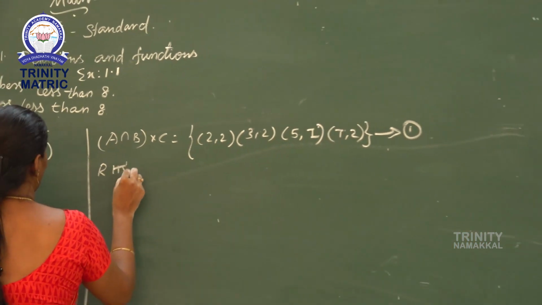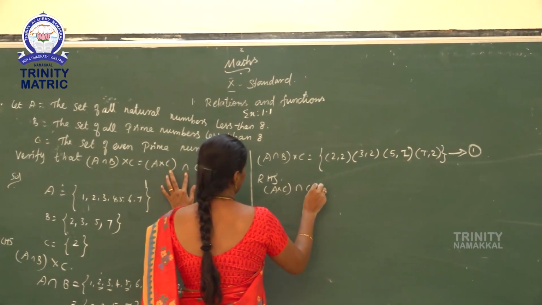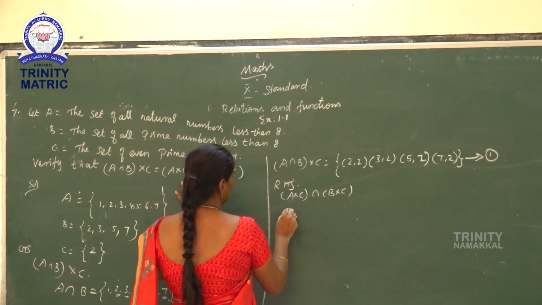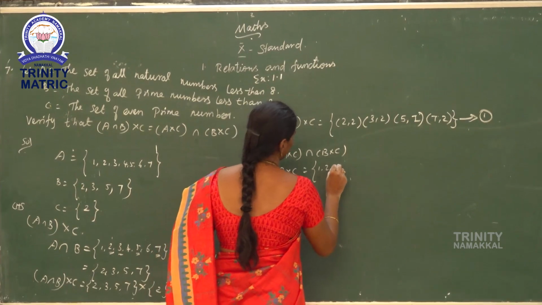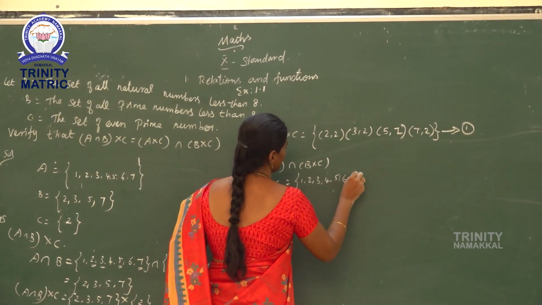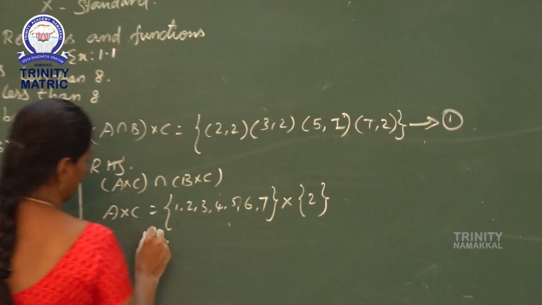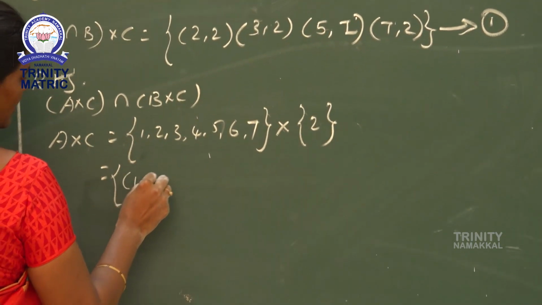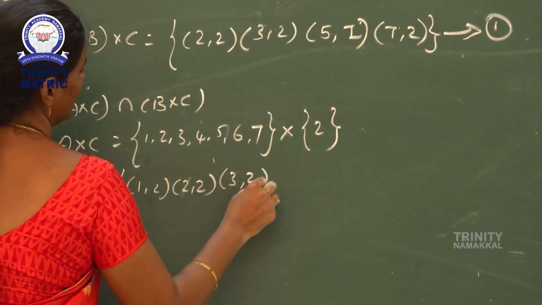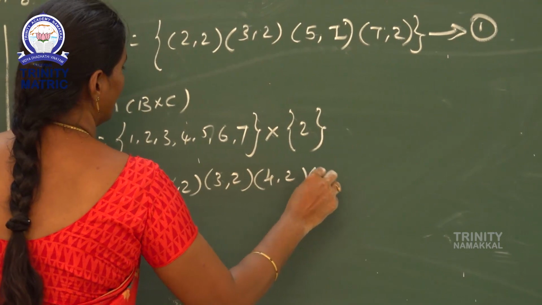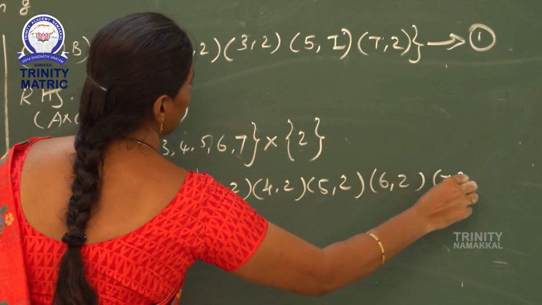Now we take the right hand side, A cross C intersection B cross C. First we find A cross C. What is A? 1, 2, 3, 4, 5, 6, 7, cross the set C, which is 2. Now we write in the ordered pair: (1,2), (2,2), (3,2), (4,2), (5,2), (6,2), then (7,2).